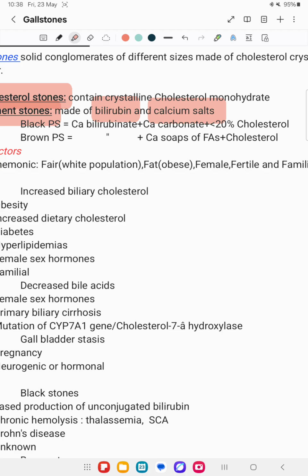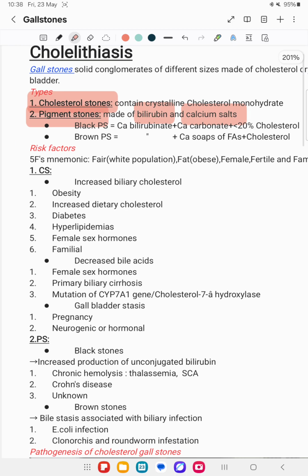How can we remember this? Black pigment stones contain calcium carbonate, and carbon is black in color. That's why calcium carbonate is a constituent of black pigment stones.